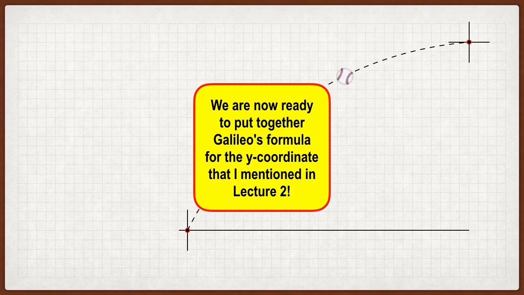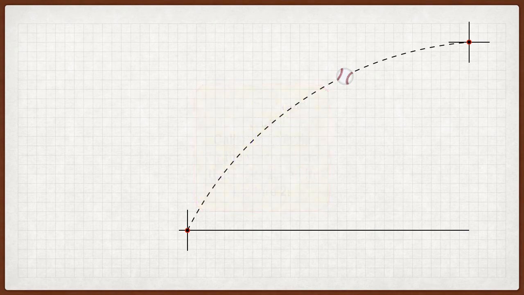All right, we're now ready to put together Galileo's formula for the y-coordinate that I mentioned in Lecture 2. In Lecture 2, I used this slide, the diagram of a baseball, the parabolic arc of a baseball on the way up, and I said we want to be able to predict where and when it's going to be at some particular time or some particular distance out. And we're going to put together the vertical part of it now.